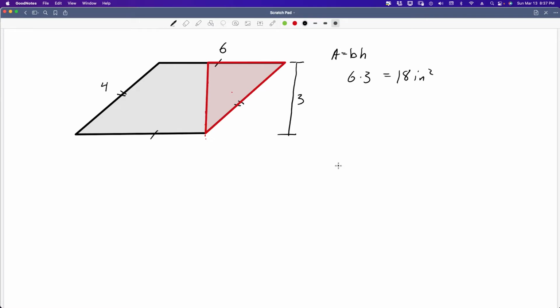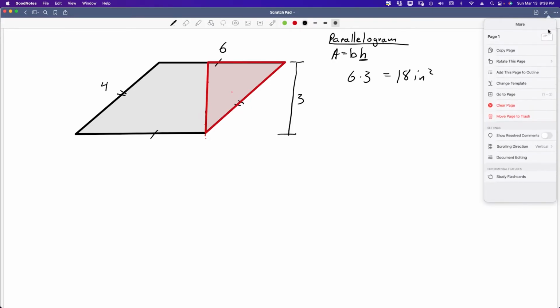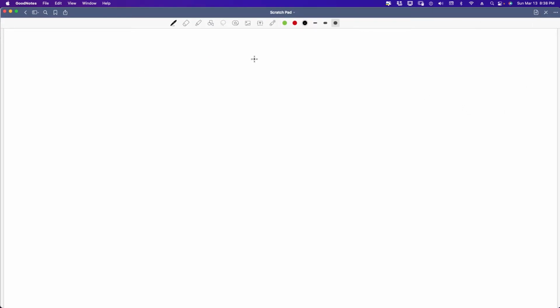So let's look now at a trapezoid. It's a little bit different. Let's erase all of this, but remember that in a parallelogram, two pairs of sides are parallel. The area of a parallelogram is the base times the height, but you have to be very careful about which one is the height. Okay? All right, so let me clear all of this off, and we will talk about how to find the area of a trapezoid. So let me draw a trapezoid for us. This is a trapezoid.